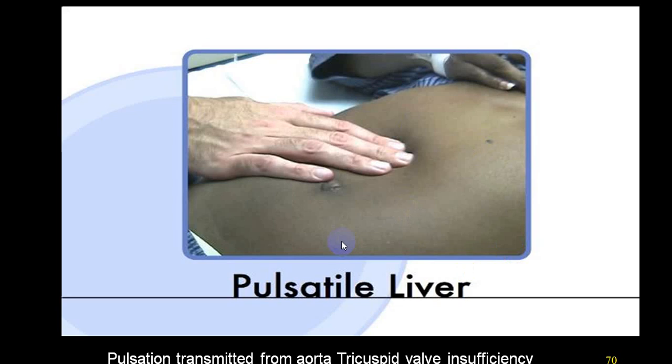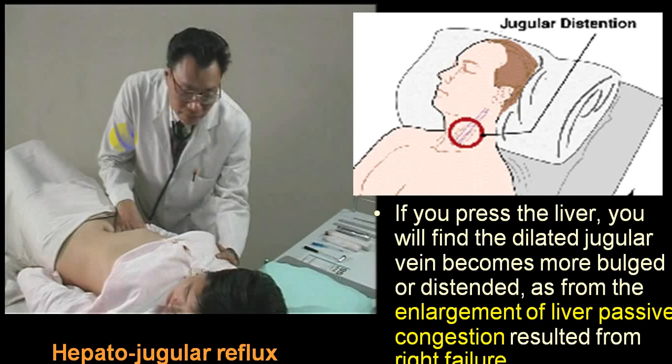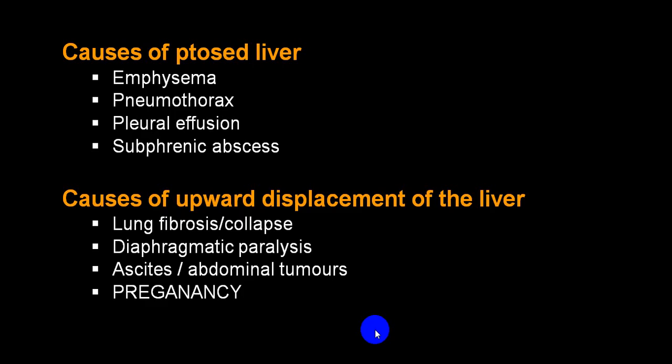Pulsatile liver, I already mentioned two conditions: tricuspid regurgitation and tricuspid stenosis. Tricuspid stenosis, diastolic pulsation; tricuspid regurgitation, systolic pulsation. The liver will be enlarged, tender, soft, and you get a hepatojugular reflux in a person with right side congestive heart failure. It is a characteristic sign. Short form we call it HJR. Hepatojugular reflux or abdominojugular reflux, these are the two terms commonly utilized.